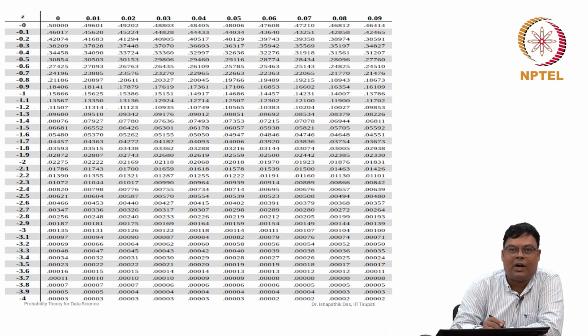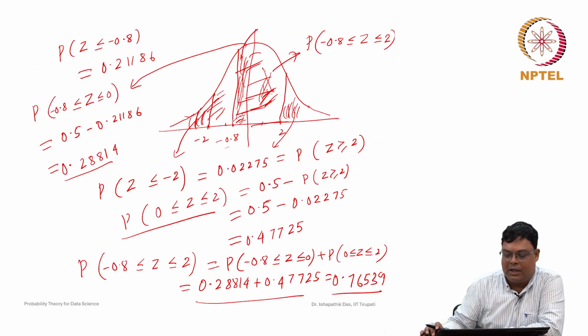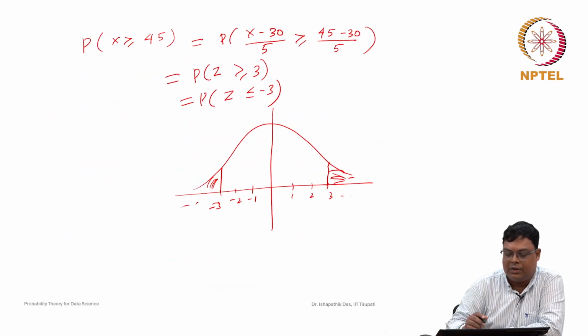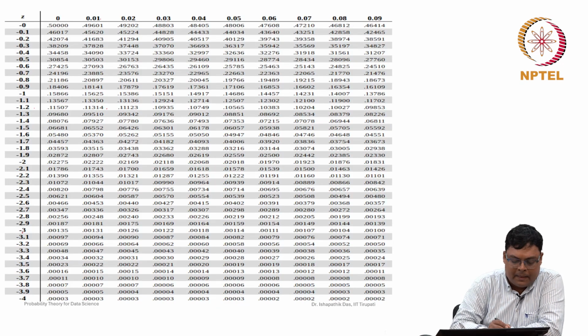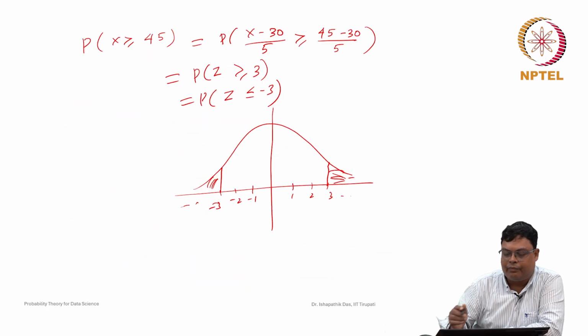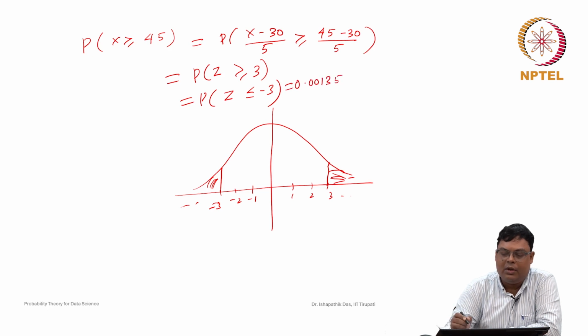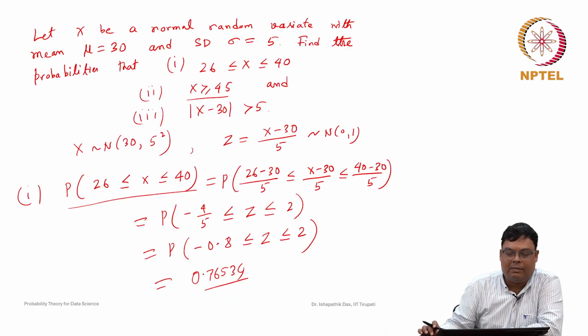Hopefully you understand how to use this table for the standard normal random variate, and we can compute the probability for any normal distribution with any general mean and variance. So z less than or equal to minus 3 is 0.00135. So the answer to the question, x greater than or equal to 45, is 0.00135.